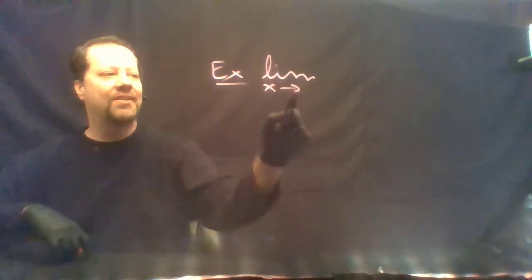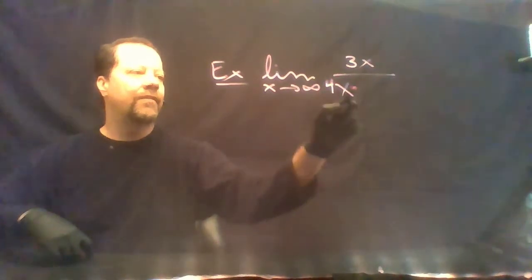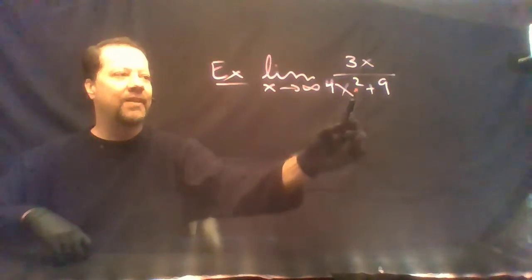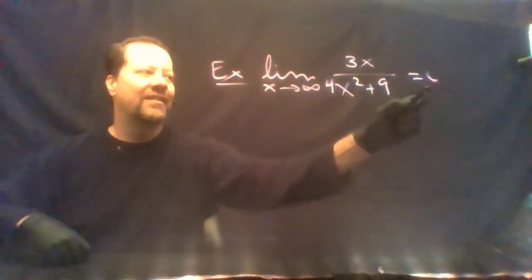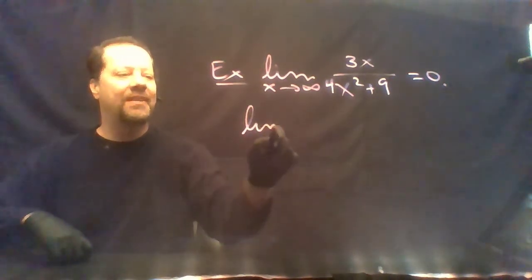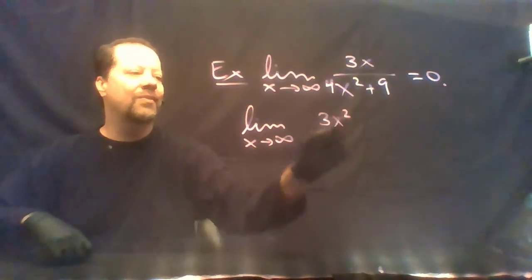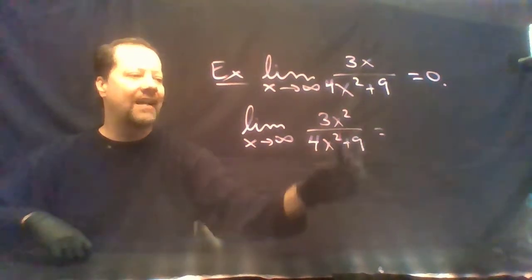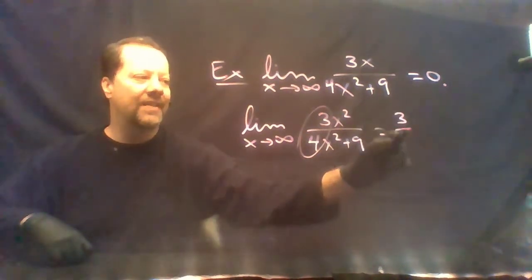Let's do some hasty examples. The limit as x goes to infinity of 3x over 4x squared plus 9. You can see that the degree in the denominator is greater than the degree in the numerator, so the whole thing goes to 0. If we take the limit as x goes to infinity of 3x squared over 4x squared plus 9, now the degrees are the same, so you take the ratio of the leading coefficients as your answer.